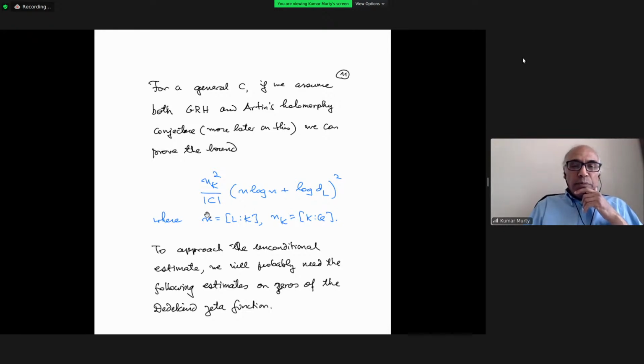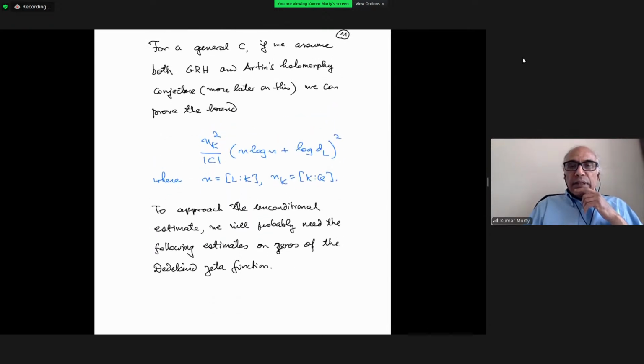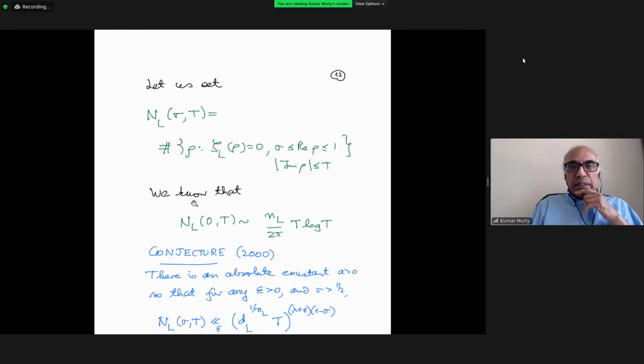So we might ask, what more do I need if I want to get a bound that really depends on the size of the conjugacy class unconditionally? This was assuming the Riemann hypothesis and Artin's conjecture. What do I need if I want to do this without the Riemann hypothesis? Maybe I'm still allowing Artin's holomorphic conjecture. I need to know the following statements about zero density estimates. So I look at the quantity N sub L of sigma and T, which is the number of zeros of the Dedekind zeta function whose real part is between sigma and 1, and whose imaginary part is bounded by T.